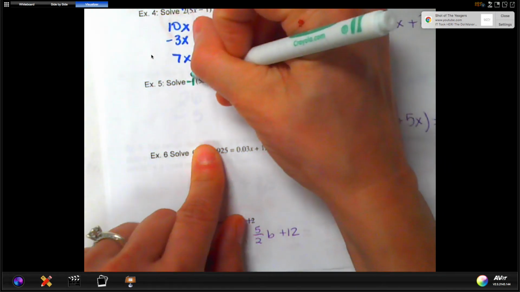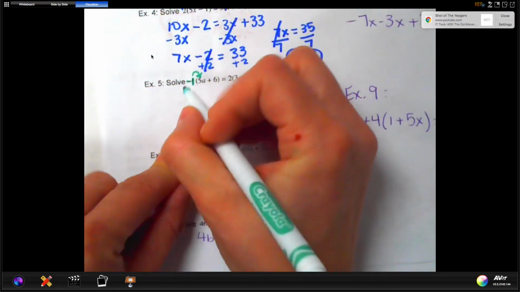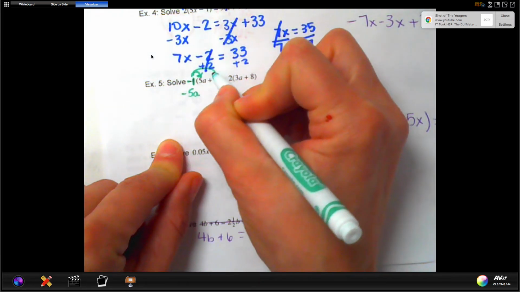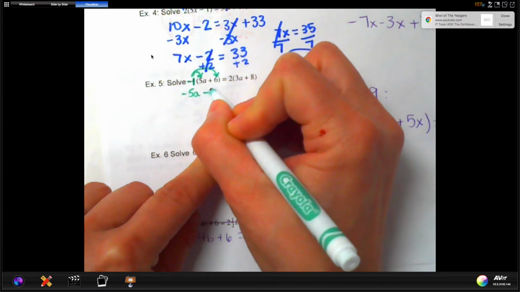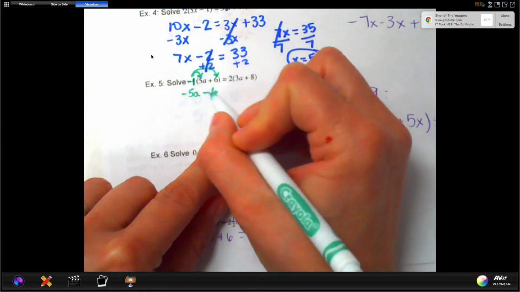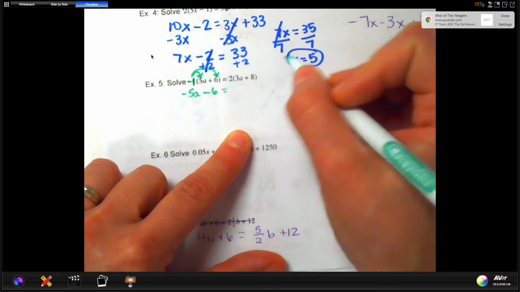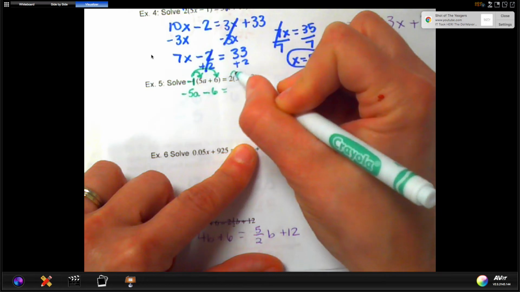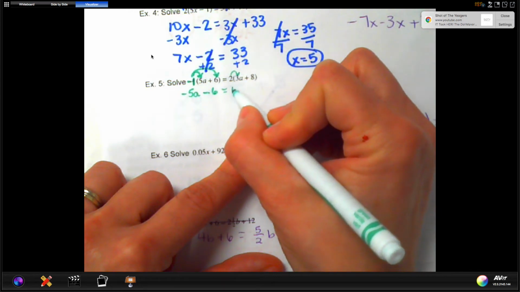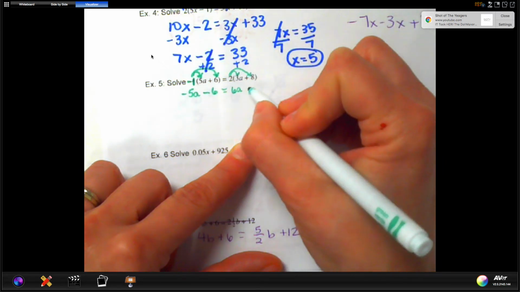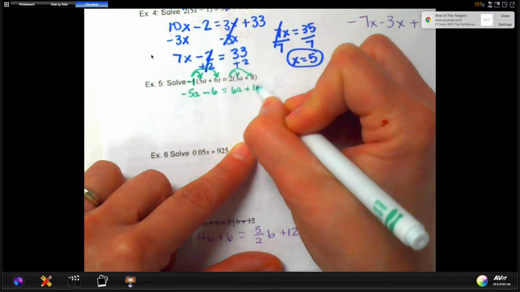So -1 times 5a would be -5a. -1 times 6 would give us -6. And again, we're writing that down as a minus. Bring down your equal sign. And then we'll do 2 times 3a would be 6a. And then 2 times positive 8 would be positive 16.